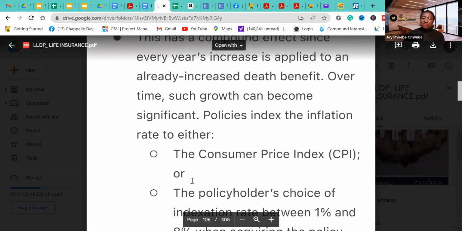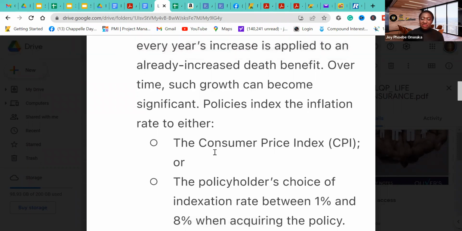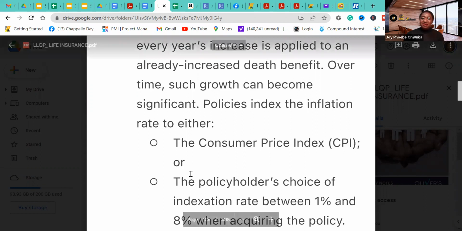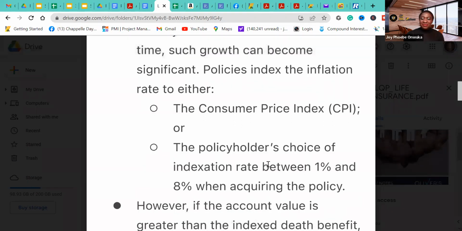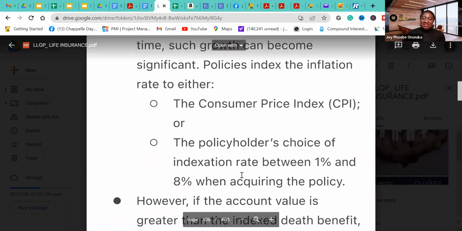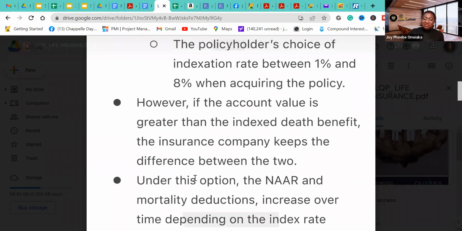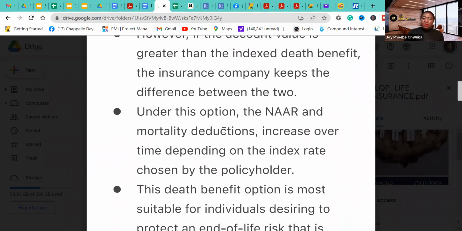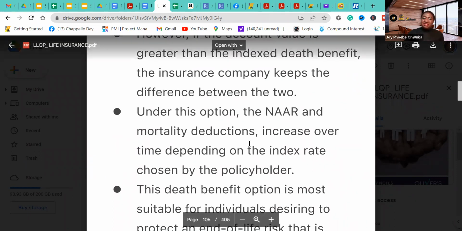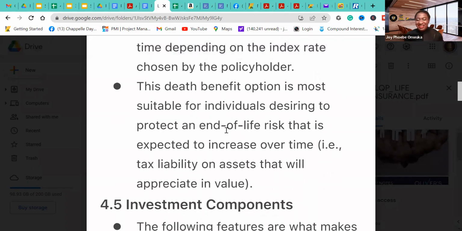Policies index the death benefit to either the Consumer Price Index, CPI, or the policyholder's choice of indexation rate between 1% and 8% when acquiring the policy. However, if the account value is greater than the indexed death benefit, the insurance company keeps the difference between the two. Under this option, the net amount at risk and mortality deduction increase over time, depending on the index rate chosen by the policyholder.